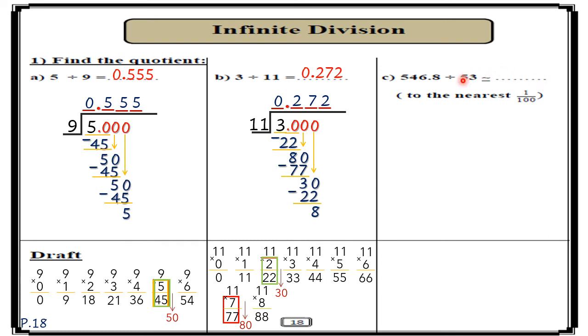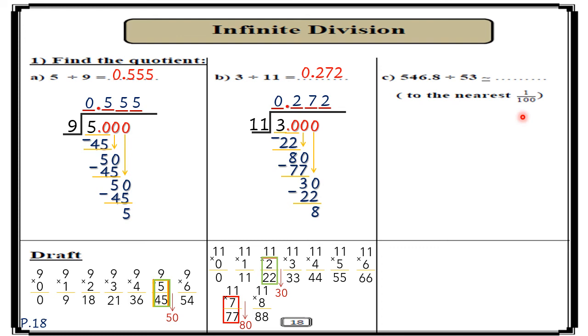So what I have to do when I have a question like this: if it says to the nearest tenth, or 1 over 10, that means at the result I have to underline the digit under tenth and circle the next one, so I have to circle hundredths. That means I have to end at hundredths.